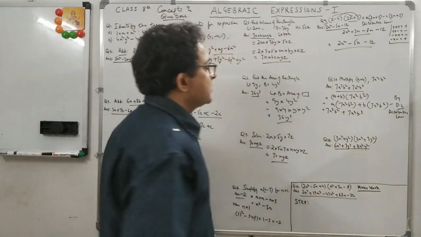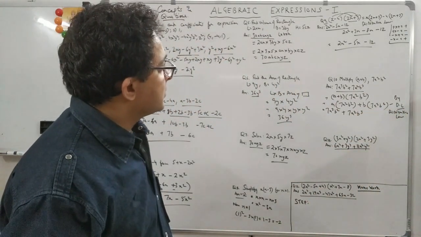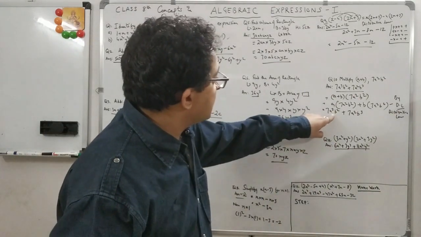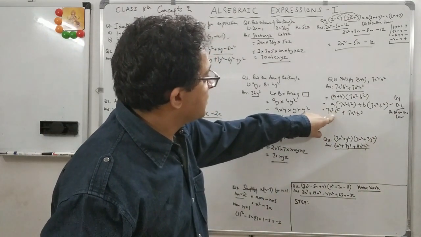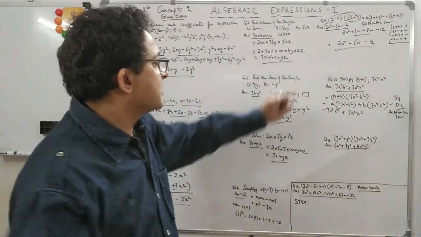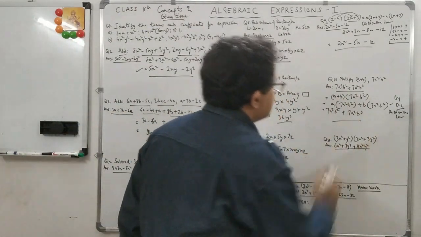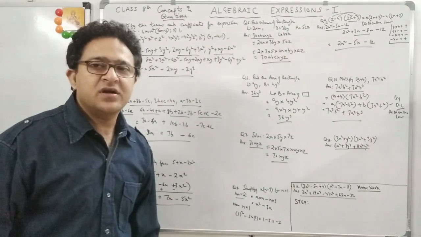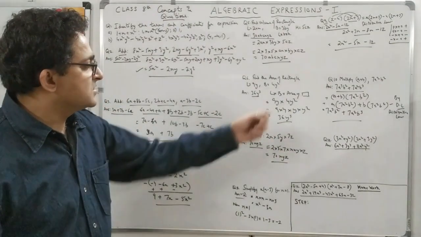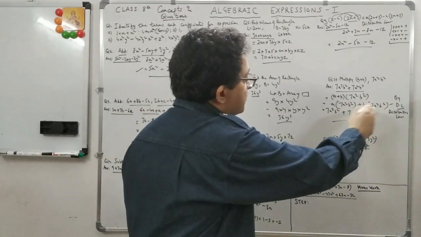Simply when you multiply. Can we now do anything? If this would have been a square, again you can do nothing. This is the answer also. You cannot, these are unlike terms. You cannot add them further. This is the answer. First step is the most important, the distributive law.